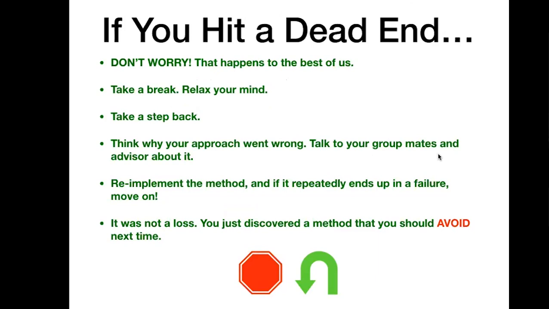And if it repeatedly fails again, then move on. Then don't think about it. Label it as a failed method. So it was not a loss. If you discover a method like that, then you have discovered a method that you should avoid next time. So that's actually a discovery. So that's a loss, which is actually a gain.